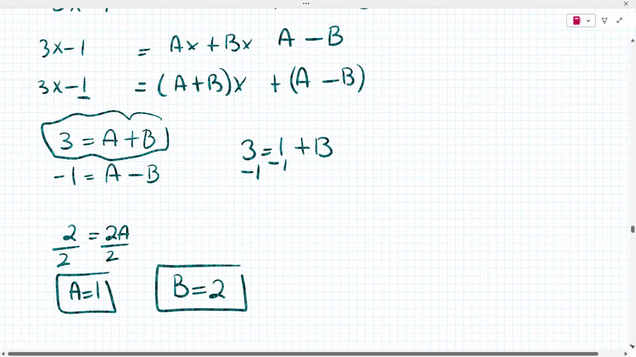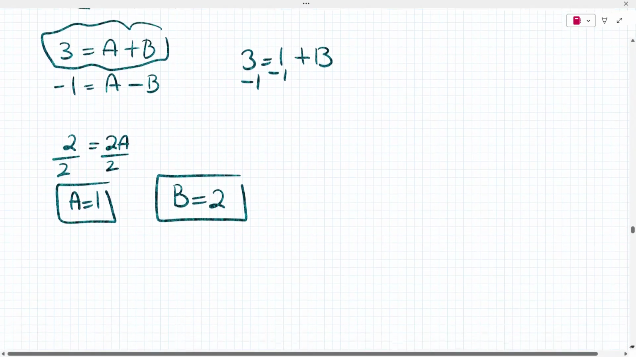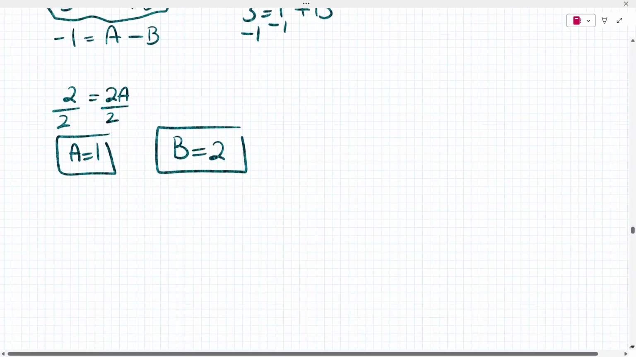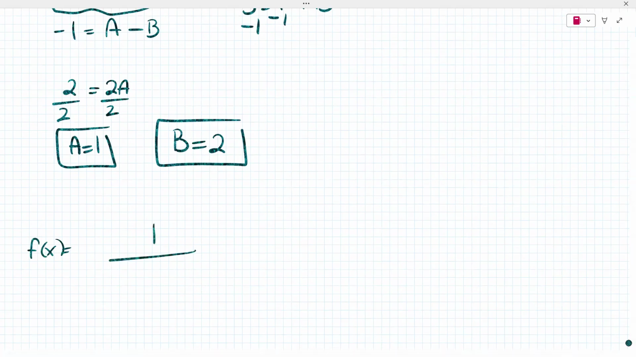Okay, so the numerator, so now your function could be expressed as f of x is, so a is 1, so it's going to be 1 over x minus 1. And b is 2, so it's 2 over x plus 1. Okay, let's see, so somehow we have to make it look like this.